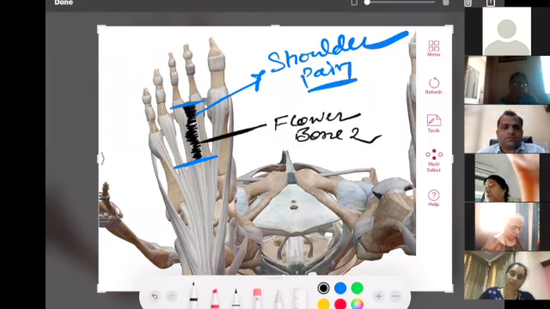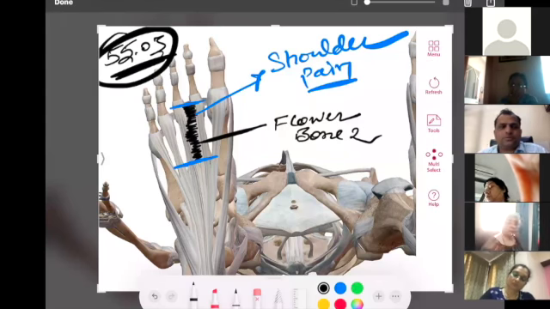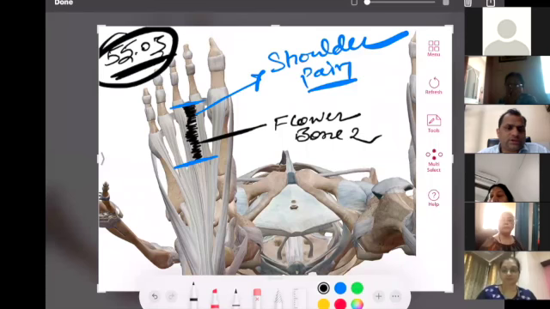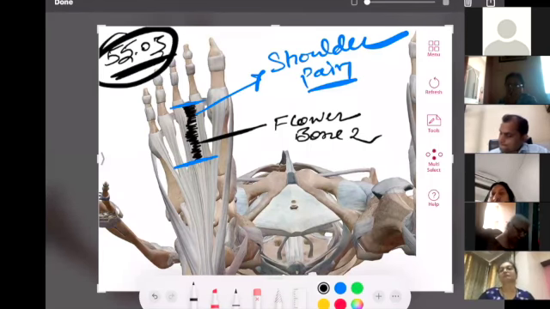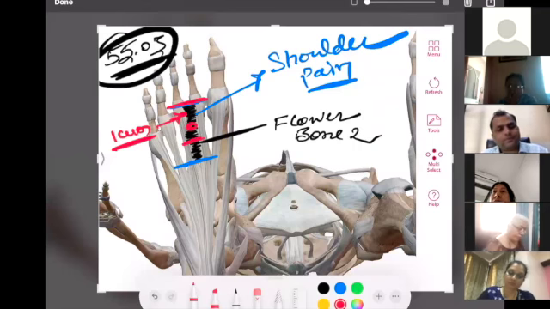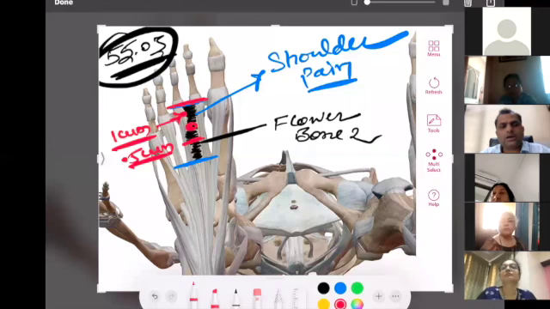And Master Tung has given the number 55.03, because earlier we have seen 55.02. So this point has been called 55.03. We have only 2 points here. One point is 1 chun away from the web margin, and the second point is further 0.5 chun away. So one point is 1 chun away and the second point is 0.5 chun away from the web margin.